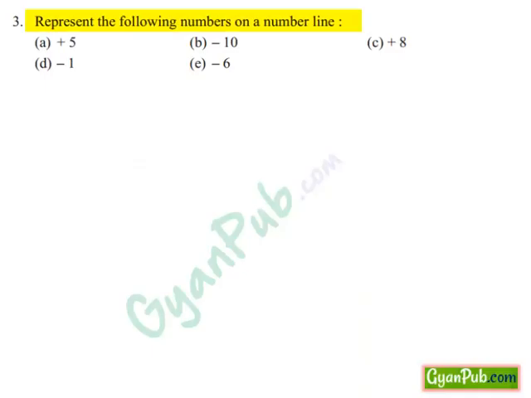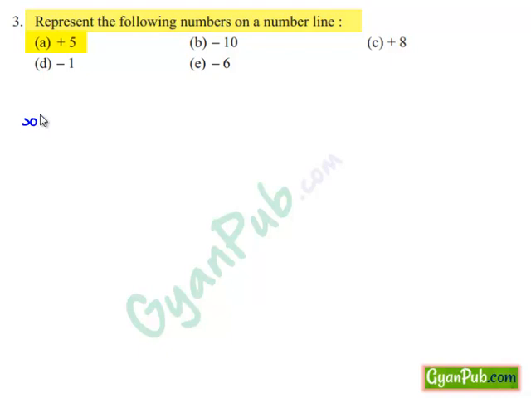Moving on to the third question of this exercise. Represent the following numbers on a number line. A plus 5, B minus 10, C plus 8, D minus 1, E minus 6. To point out the given numbers on the number line, we need to draw a number line.